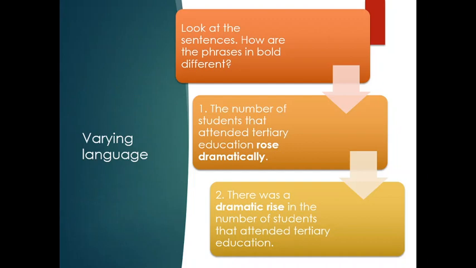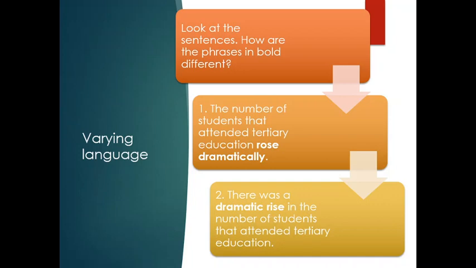Now let's move on to varying language. Look at the sentences. How are the phrases in bold different? See, the first one, the number of students that attended tertiary education rose dramatically. Now, the second one, there was a dramatic rise in the number of students that attended tertiary education. So both of them have the same meaning. In fact, this part is the same: the number of students that attended tertiary education. See, it's the same, but what's the difference?